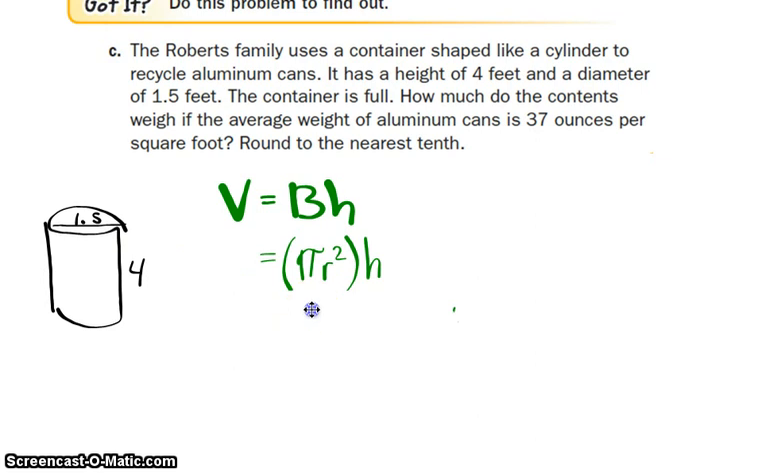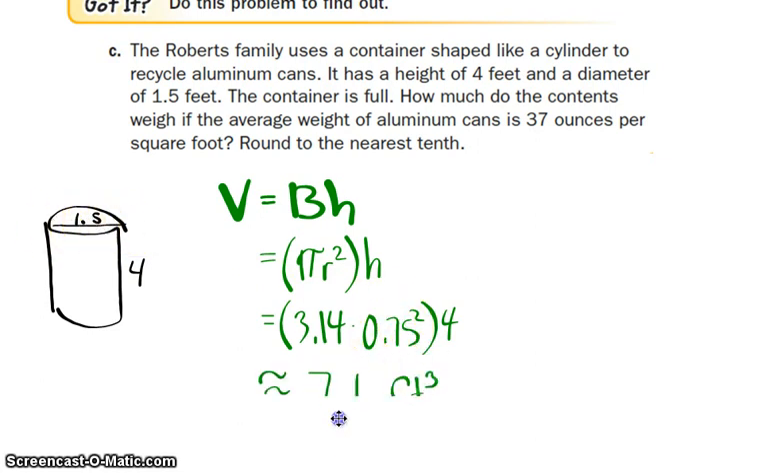Let's plug in what we know. Okay, now this 7.5 squared came from the diameter. It's half of the diameter. So that's where this 7.5 came from. Multiply it out and we get approximately 7.1 feet cubed.